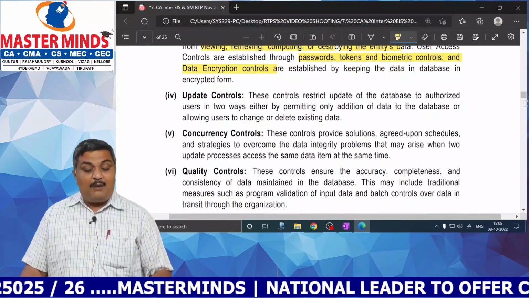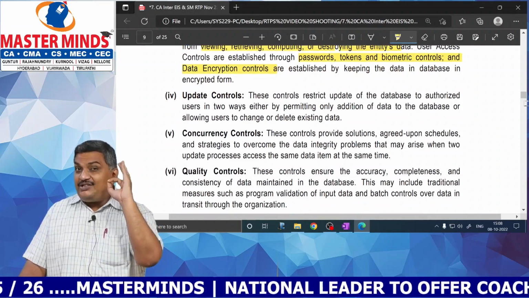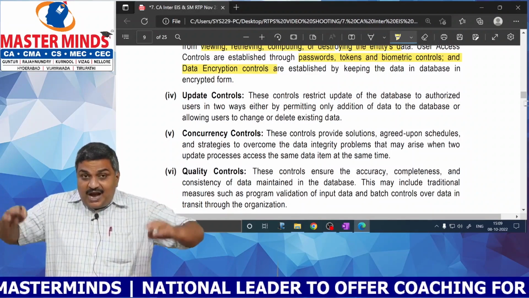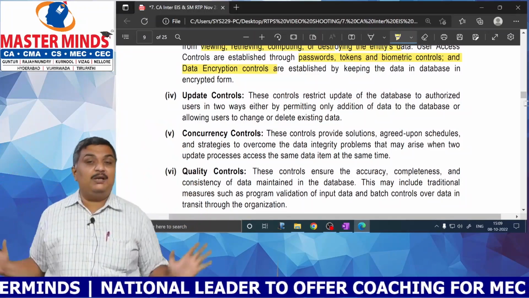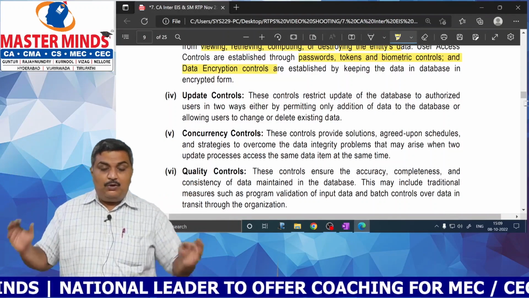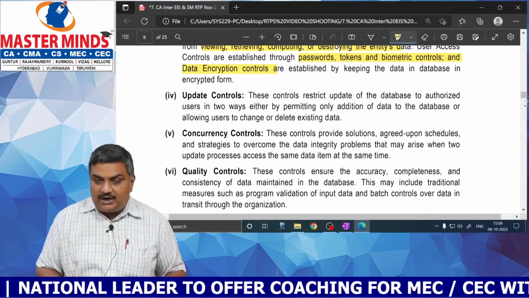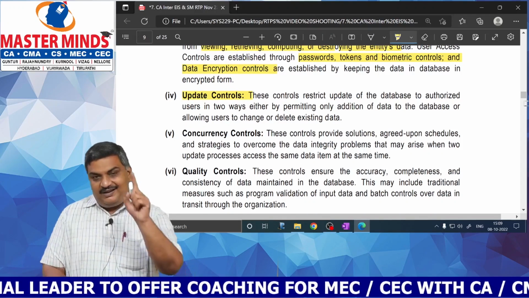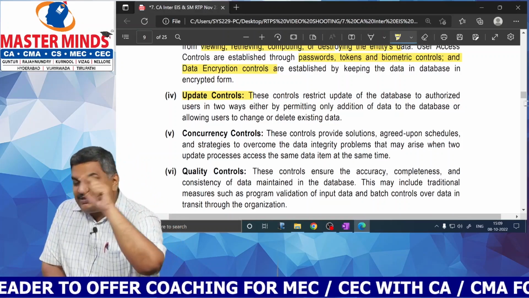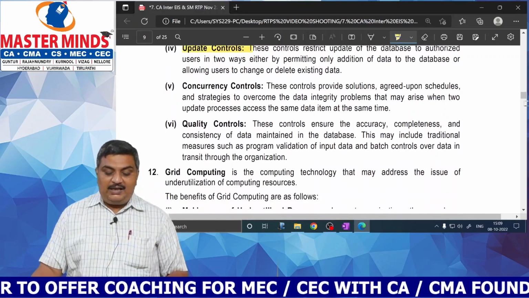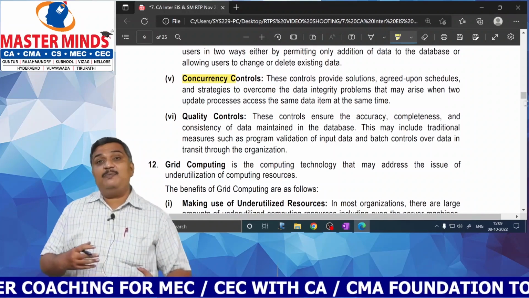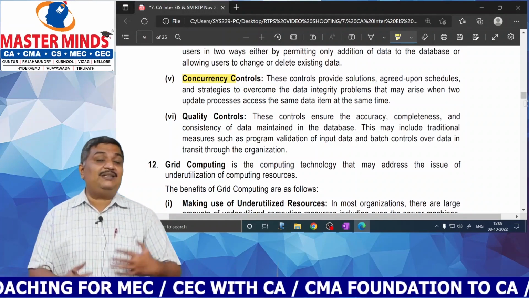And the next one, update control. See, this is the most dangerous thing. If people in an unauthorized manner update the data, that will be the most dangerous thing. So you should have proper update control so that unauthorized people do not update the data or delete the existing data. And another very serious risk is concurrency risk. Your data is being accessed by more than one person at the same time.